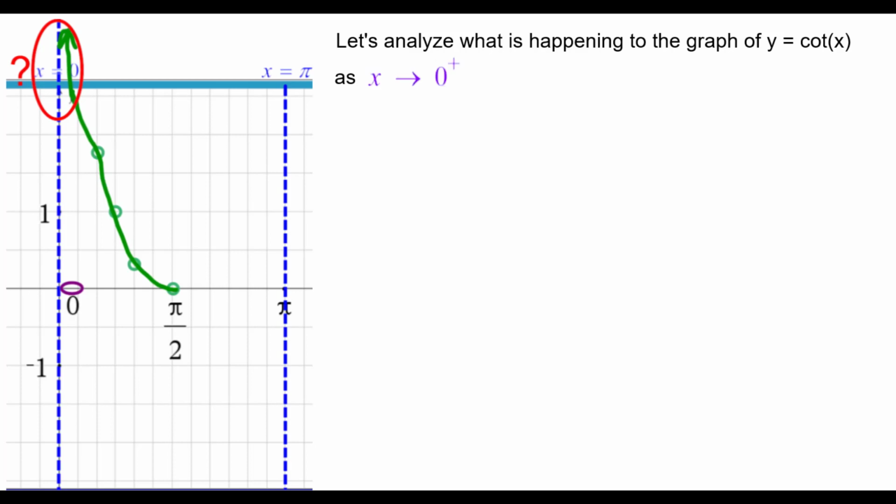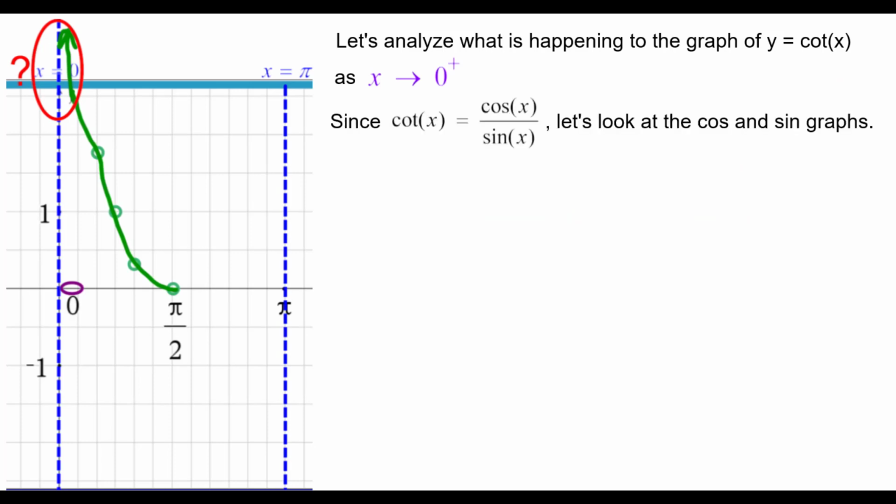So let's analyze the cotangent graph as x approaches 0 from the positive side. The cotangent is cosine of x divided by sine of x. So we're going to look at the cosine and sine graphs. Here they are.